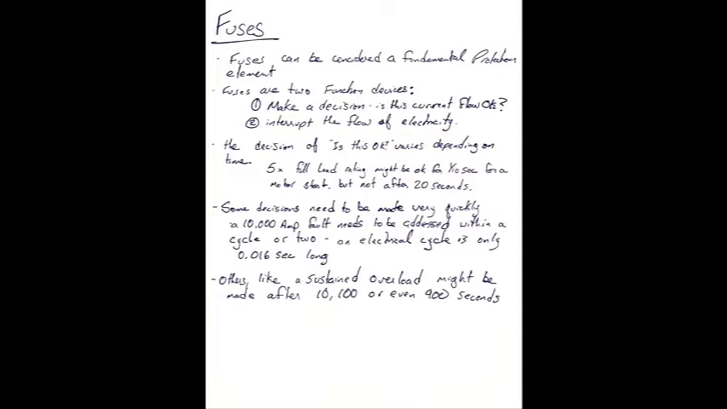So it does two things, and that decision it makes really does tend to change depending on how much current is flowing. Some decisions are going to have to be made really, really fast. Other decisions might be made really slowly. So if you get 5 times the full load rating flowing for a tenth of a second, that's not a big deal. Maybe we're starting a motor. That's fine. But if we're at 5 times full load rating 20 seconds later, something's wrong with that motor. That motor's in the process of burning up. We've got to interrupt the power.